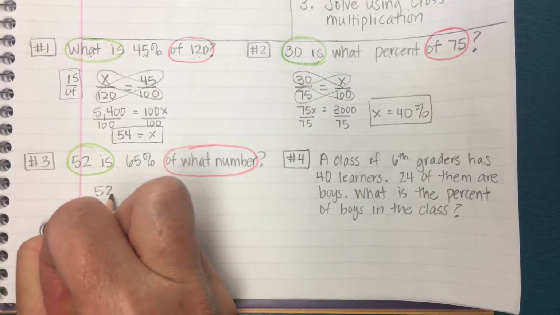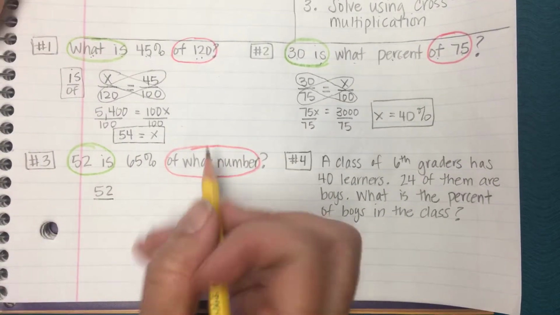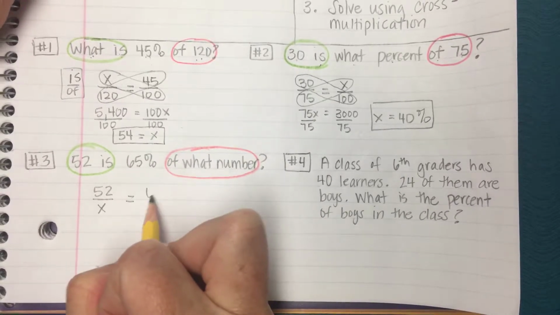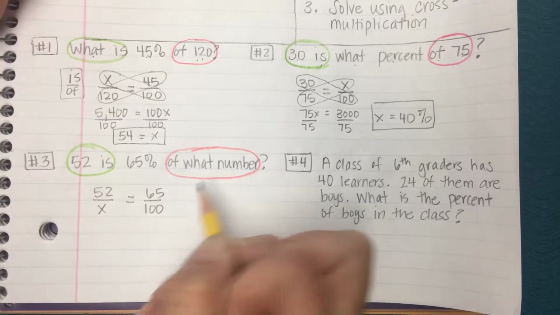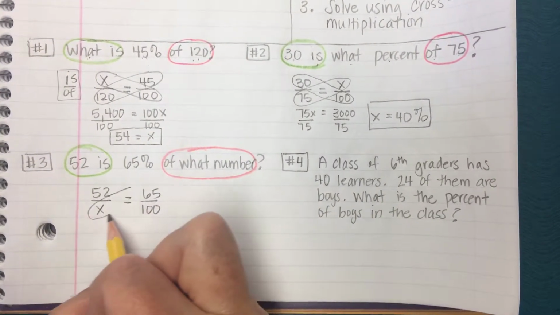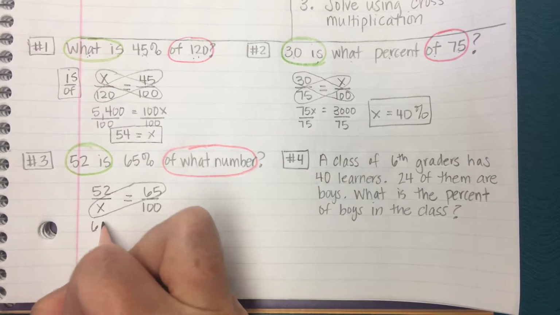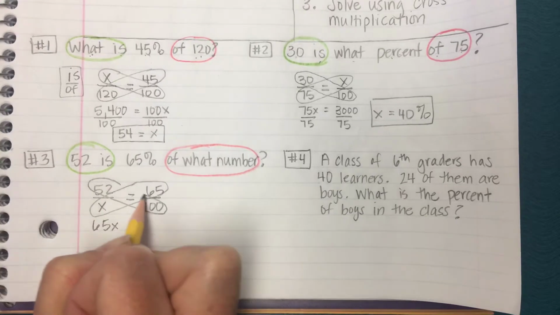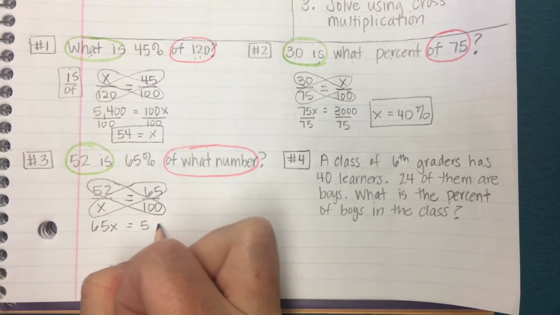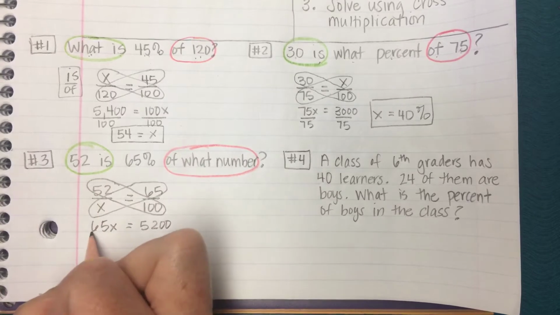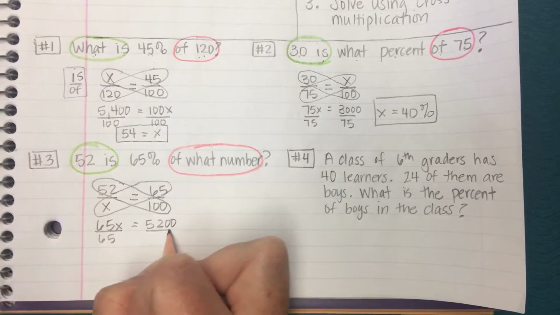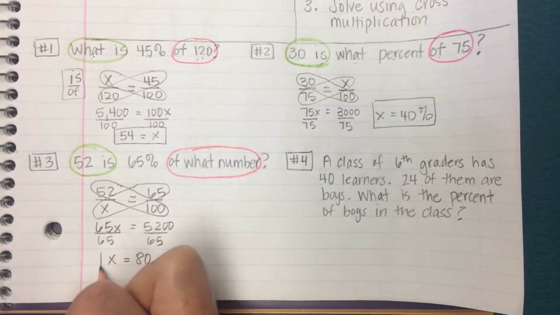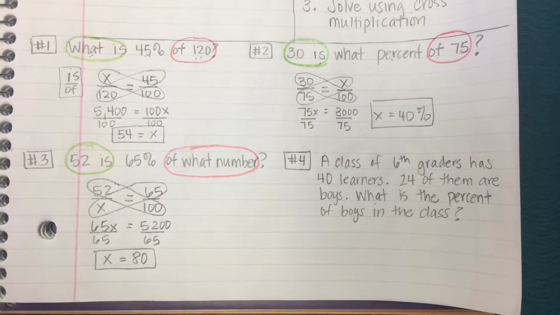So 52 over of. I don't know what of is, so I'm going to put an X. Then I'm going to put 65% over 100. To solve this, I'm going to take my X times 65, and I get 65X. And then I'm going to take 52 times 100, and I'm going to get 5,200. When I divide both sides by 65, I get X equals 80. So my whole number is 80.